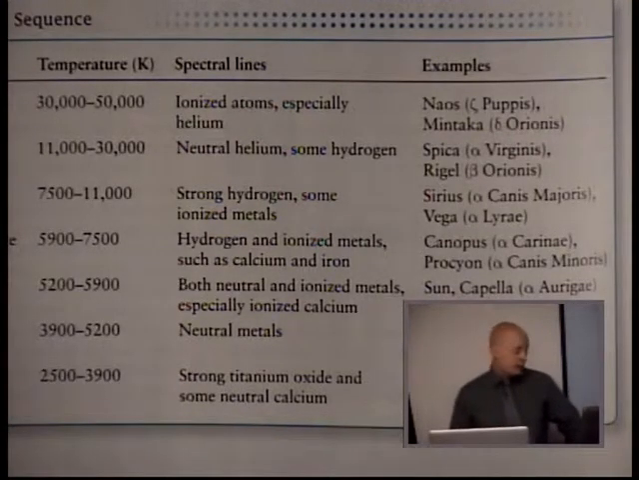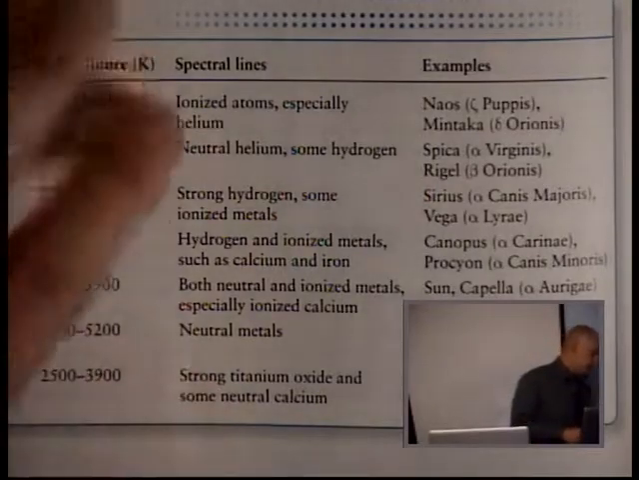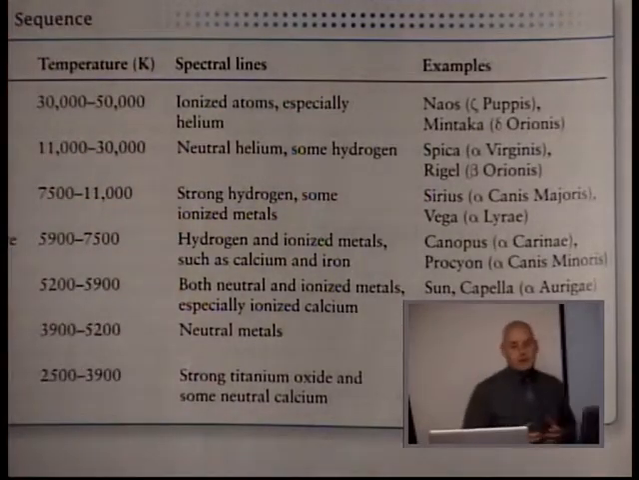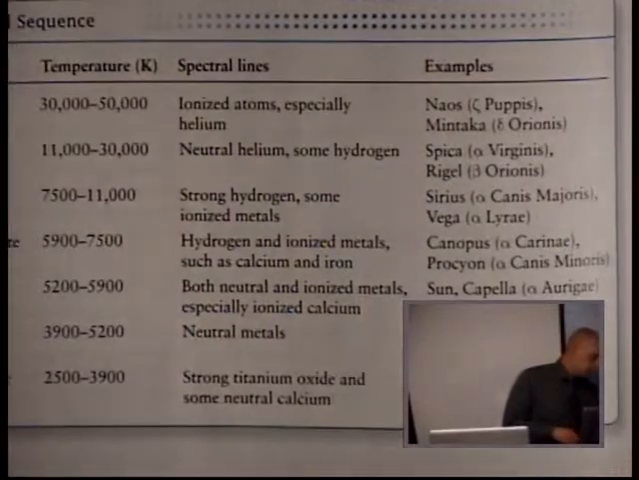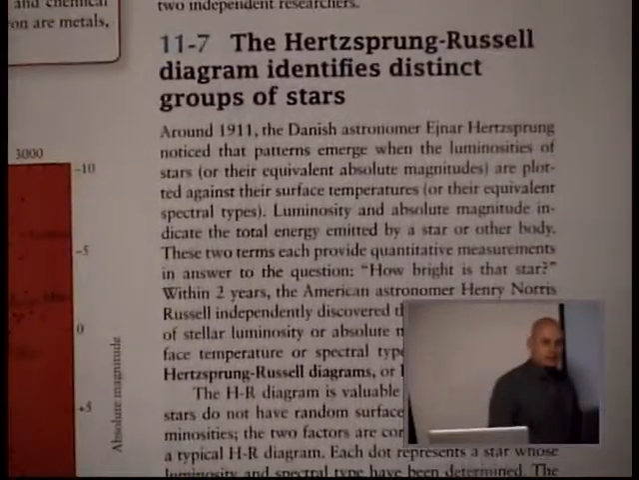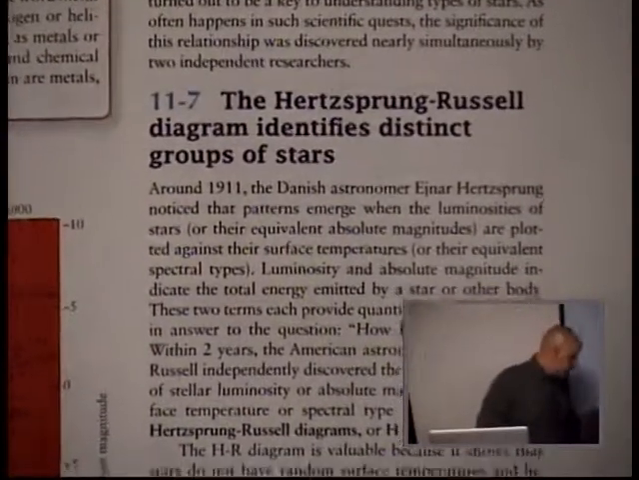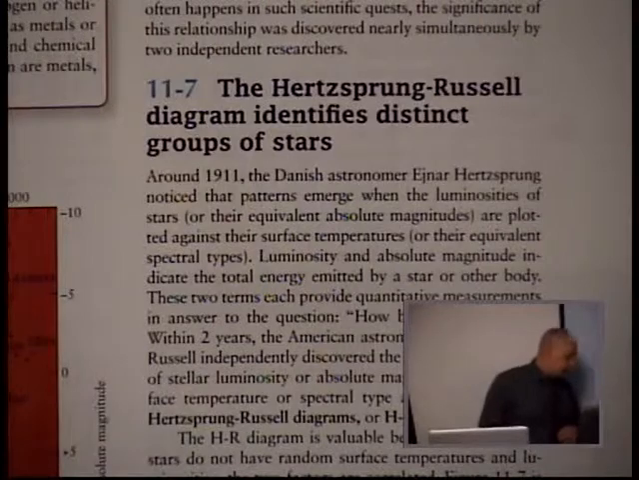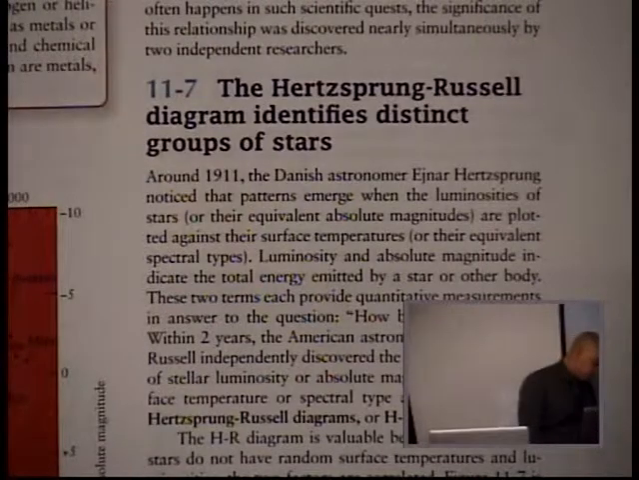Now, the next section that we're going to look at is actually going to be one of the labs we're going to do. And the next section is, how do we organize all of these different types of stars? How do we sort these things out? And the answer is that about 100 years ago, in 1911, there was some work done by a couple of astronomers.